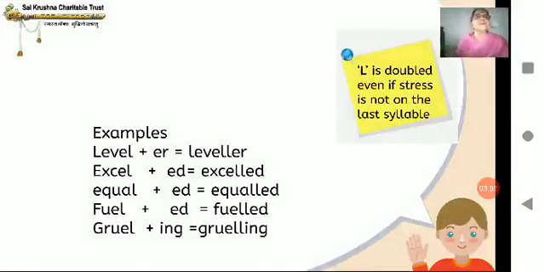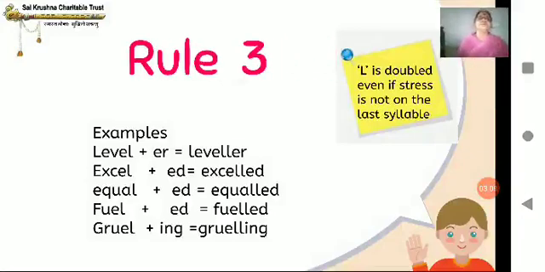Level plus er is leveller. Excel plus ed is excelled. What is excel? To do something very well. Equal plus ed is equalled. Fuel plus ed is fuelled. You know what is fuel, isn't it? Diesel, petrol, which you use for your vehicles. Gruel plus ing is gruelling.